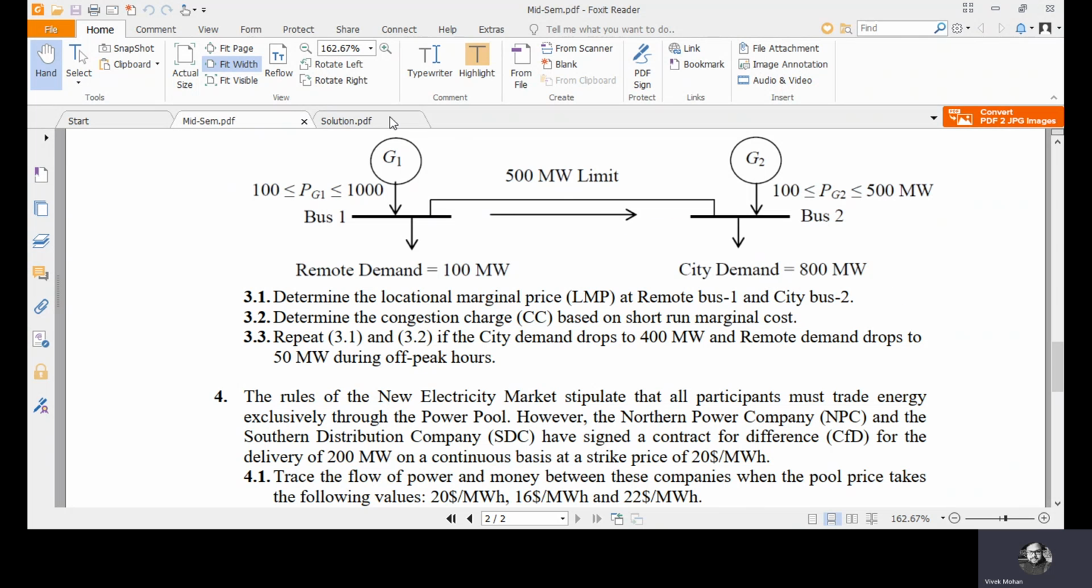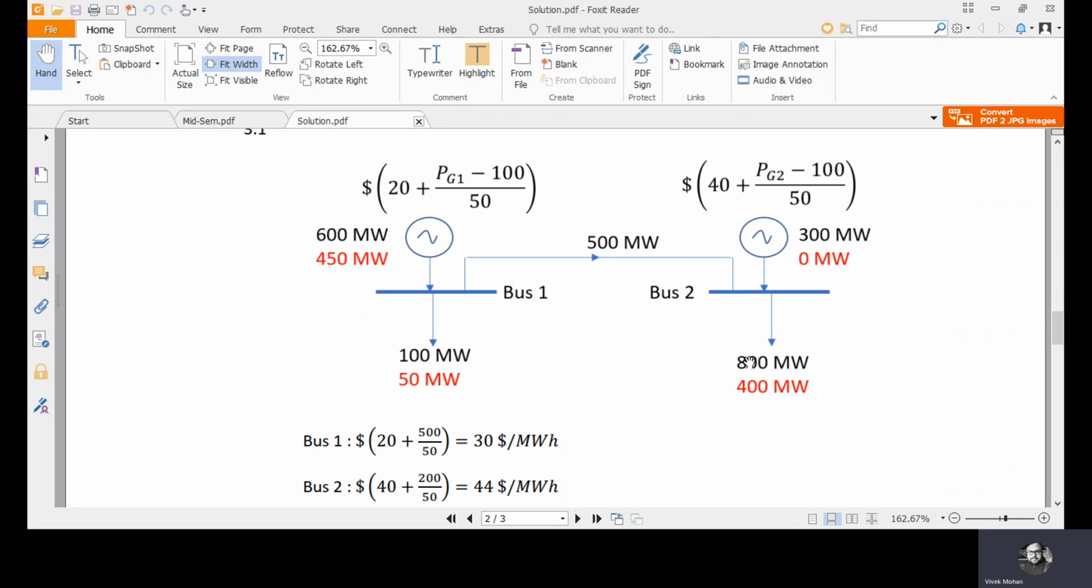Now you are asked to determine the locational marginal price at remote bus 1 and city bus 2. Let us see what is happening here. Initially the loads are 800 and 100, so the total load is 900. Comparing these two incremental costs, you know that the incremental cost at bus 1 is the cheaper one: 20 plus (PG1 minus 100) by 50, versus 40 plus (PG2 minus 100) by 50. So out of these 900, maximum power should be contributed from bus 1, right? The cheaper generator is at bus 1.